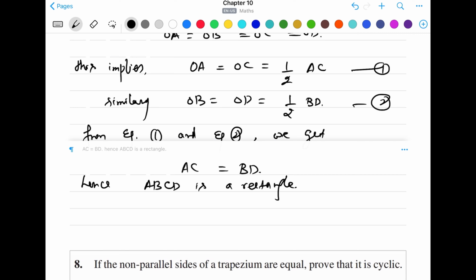Okay, we know that in a rectangle the lengths of the diagonals are equal. Since the lengths of the diagonals are equal, this quadrilateral can be a rectangle. Okay, that's the solution for the question.